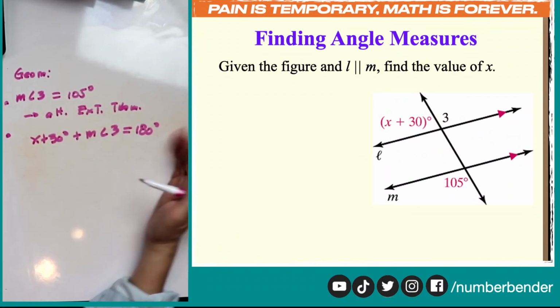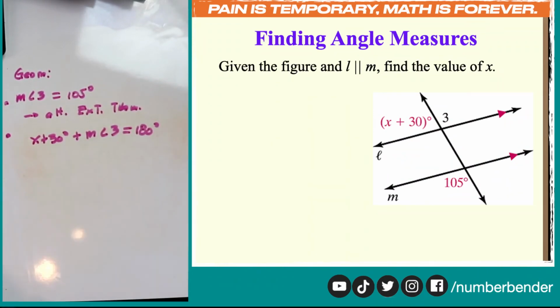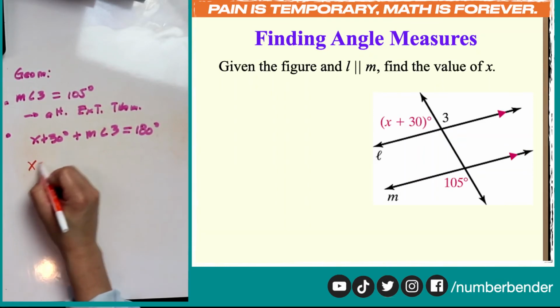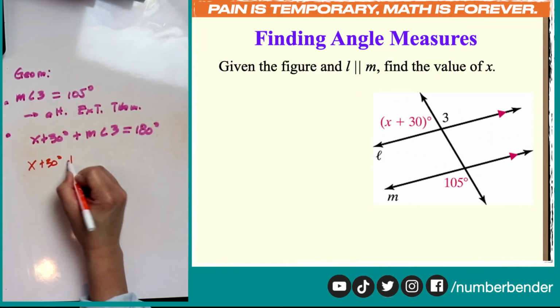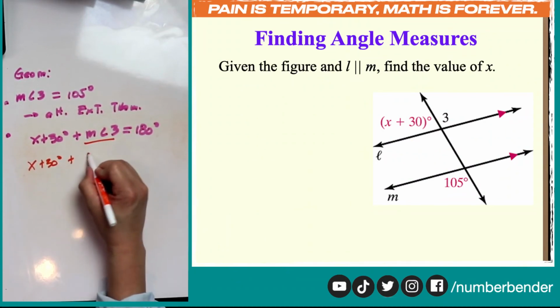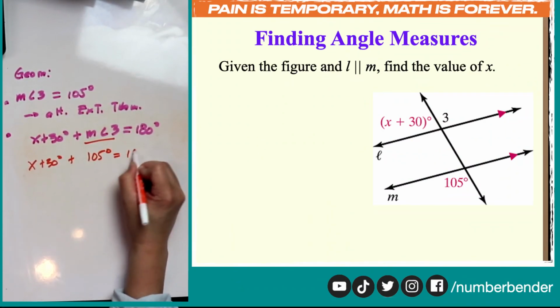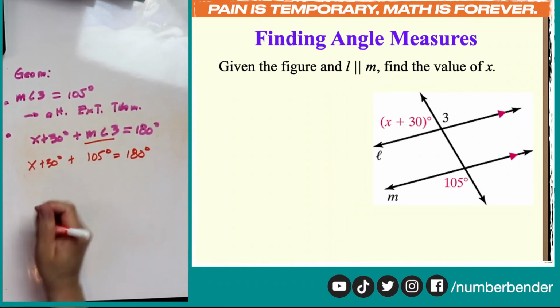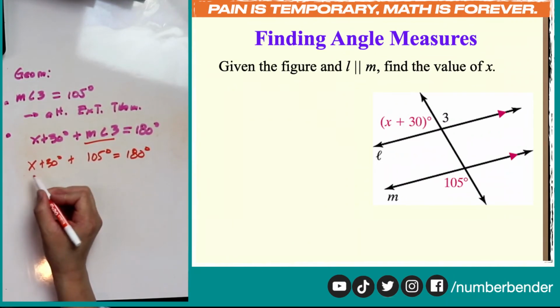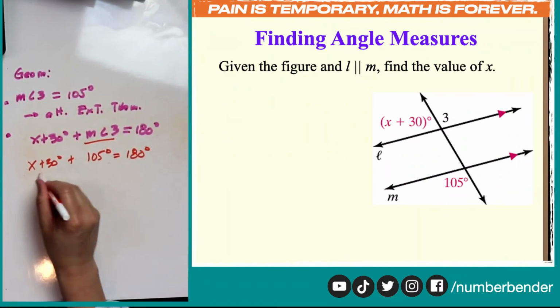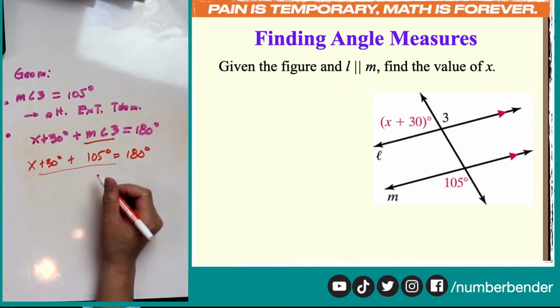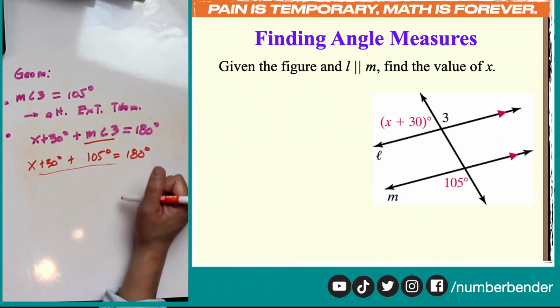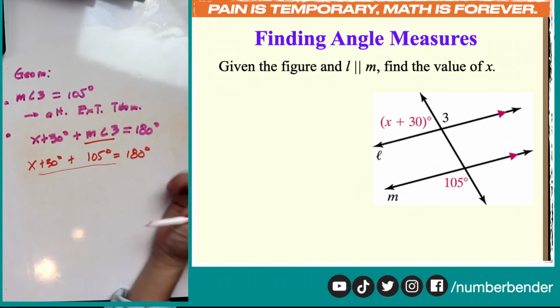And when this happens, we now have our equation that we can use so we can solve for the values of x. Because if we have x plus 30 degrees and we know that the measurement of angle 3 is equal to 105 degrees, now we can use algebra to find the value of x. To be able to do that, all we need to do is add 30 and 105 and subtract it from 180, and we'll be able to solve our problem.